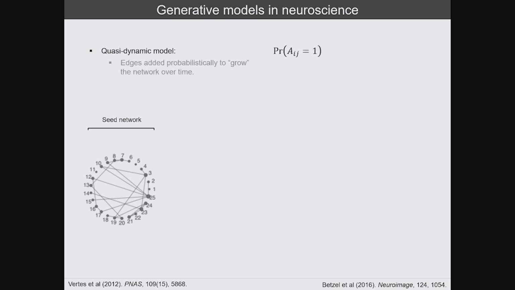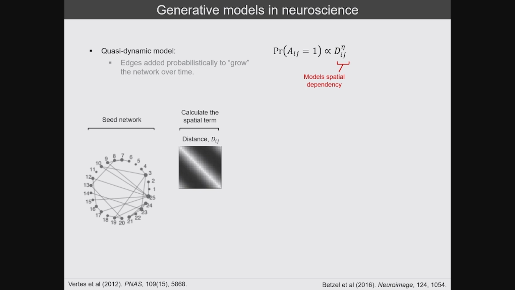And the edges are going to be added probabilistically. So we're going to grow the wires of this network. The probability that any additional edge gets added is going to depend upon spatial proximity. This is the distance between two nodes, the Euclidean distance, raised to some parameter eta. If we have a distance matrix here, white is super close, nodes that are super close to one another, black are nodes that are distant from one another. We'll take that matrix and raise it usually to a negative power. And what that does is it creates a probability where nodes that are close to one another are more likely to become connected.